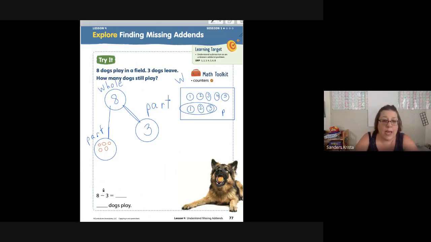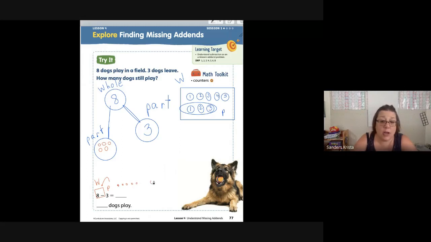Okay, when we're writing out these subtraction equations, we always start with the whole. We subtract from the whole, okay? But we can count on from the part up to the whole. So we could do 3, count up to 8 here. 4, 5, 6, 7, 8. Okay, so 8 take away 3 gives us 5.